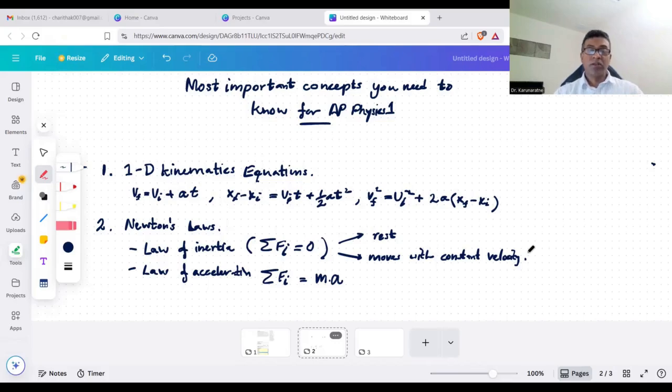So these Newton's laws basically talk about what causes motion. Kinematic equations, they're describing motion. And the third one, sometimes I have seen it called the law of interaction.